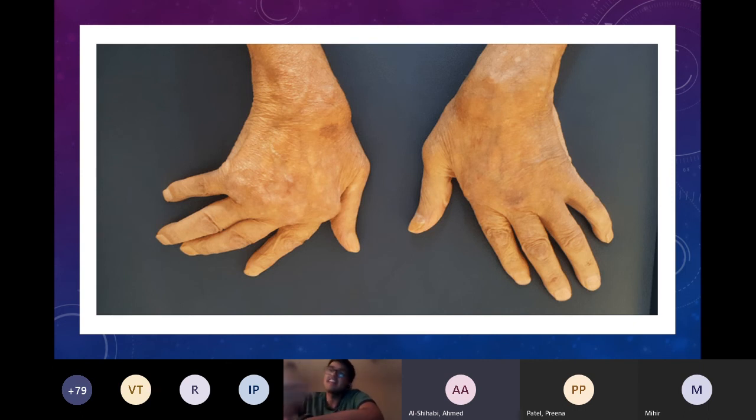Yep, so this is classical ulnar deviation. And does anyone know what diagnosis this goes along with? If there's one thing you should know from all of rheumatology, it's this. Yes, wonderful. Rheumatoid arthritis.